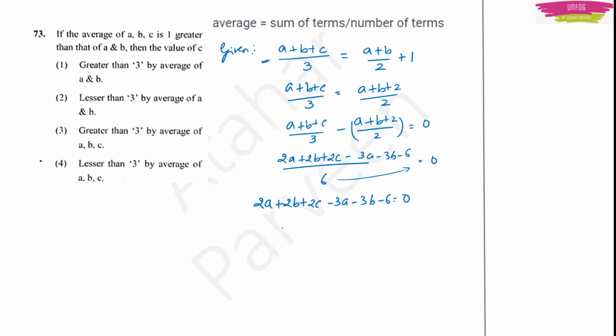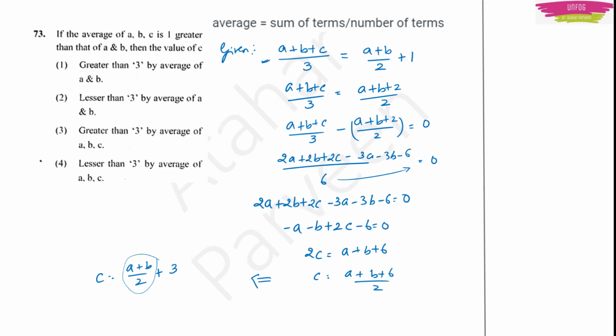Now if you go on simplifying, you will get here 2A minus 3A will become minus A, then 2B minus 3B will become minus B, plus 2C as it is, minus 6 is equal to 0. Now you put everything in the right hand side because you want to find only C, right? Keep C in the left hand side and put everything else in the right hand side. It will be A plus B plus 6, then C will be equal to A plus B plus 6 by 2, or if you separate, C will become A plus B by 2 plus 3.